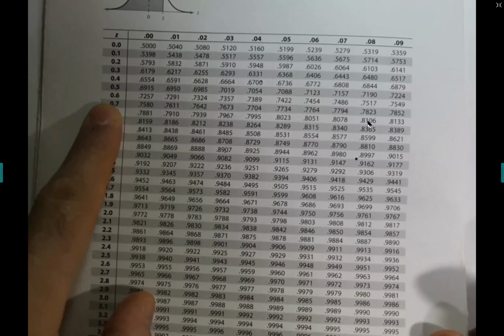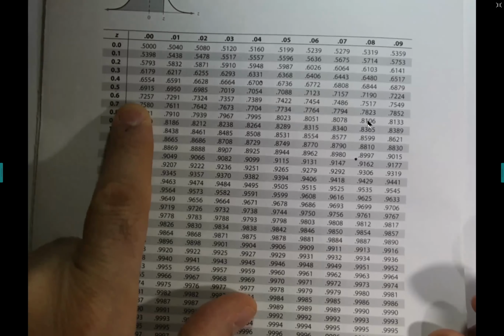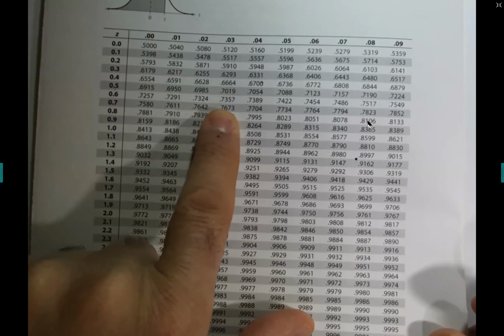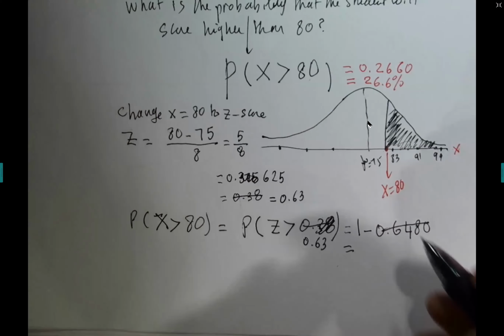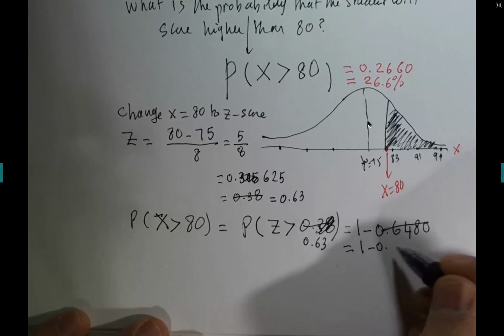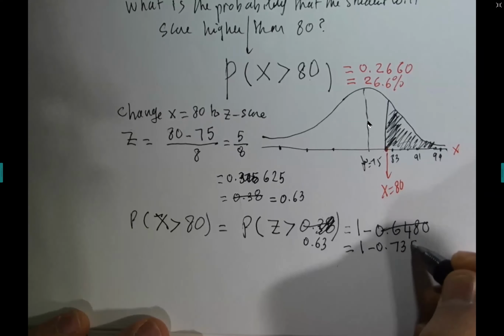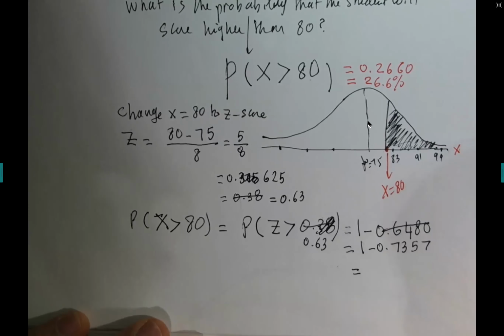0.63. Yeah, now that makes sense. So it's 1 minus 0.7357, which should match the one above, guys. 1 minus 0.7357 is 0.2643. There you go.